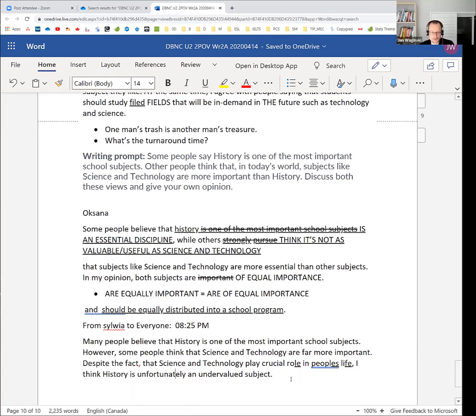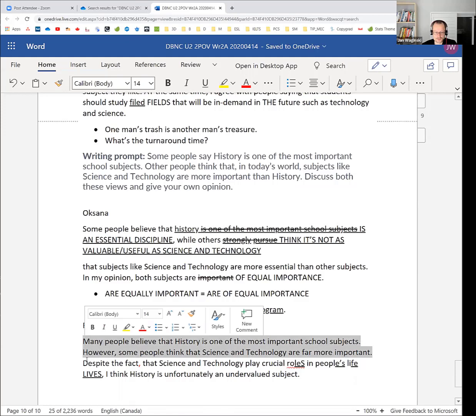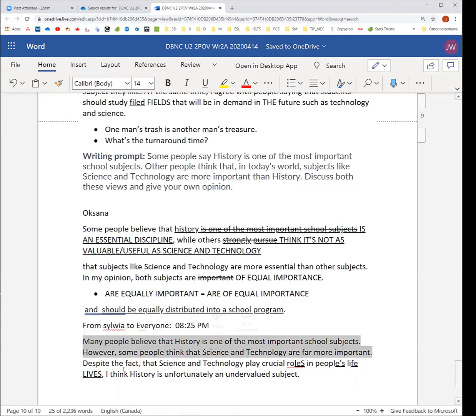Okay, good. So how do we fix these small issues here? Roles in people's lives. Yeah, see, this apostrophe is super important. And since you're talking about people plural, history is unfortunately an undervalued subject. Okay, good. Now, I'm not going to let you off the hook. I need you to put this in your own words.